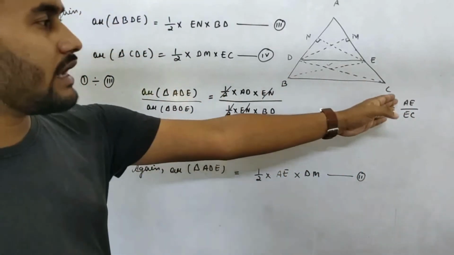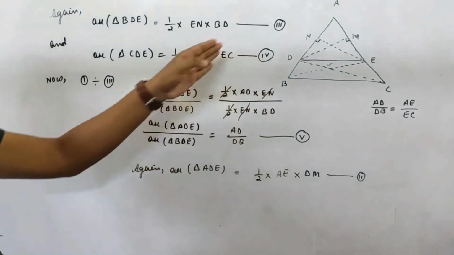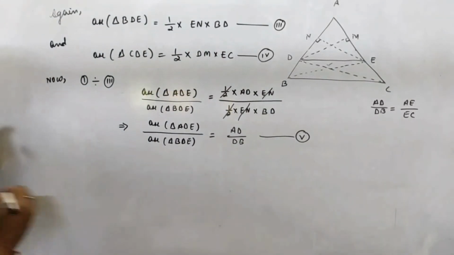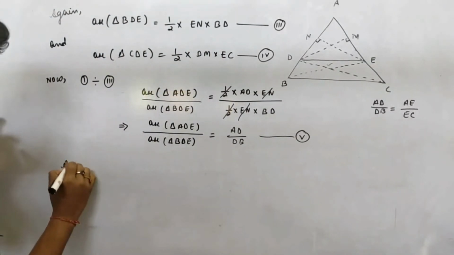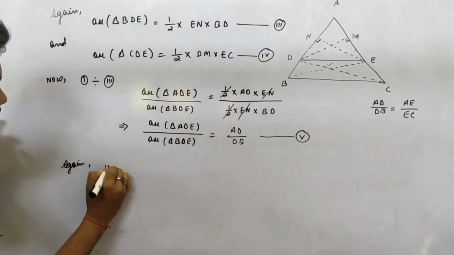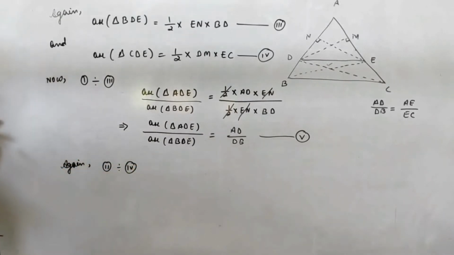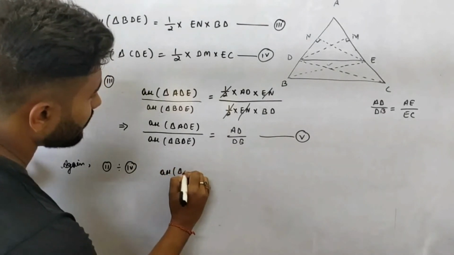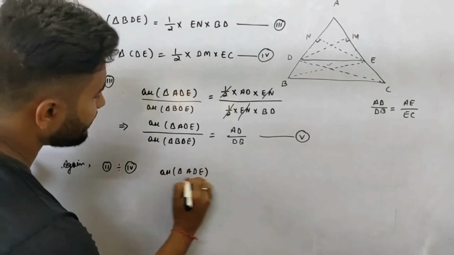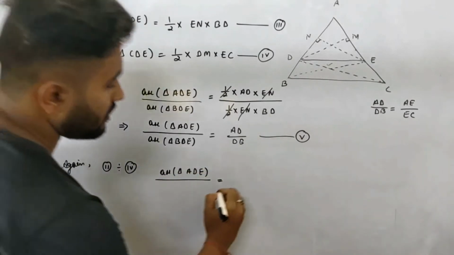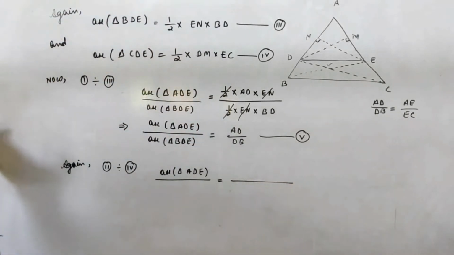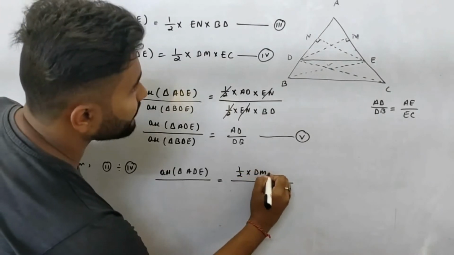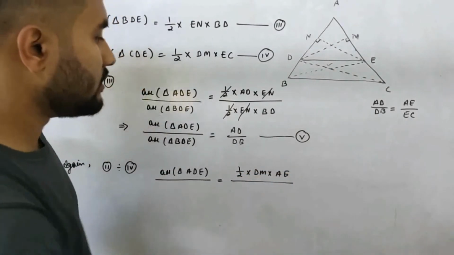Now similarly, how will I get AE by EC? By dividing equation 2 and 4. So I will write, now again, what I have to do? 2 divided by what? 4. So what will I get over here? Area of triangle ADE divided by, will be equal to, so what was area of triangle ADE? I need AE, right? So it was half into DM into AE, right?